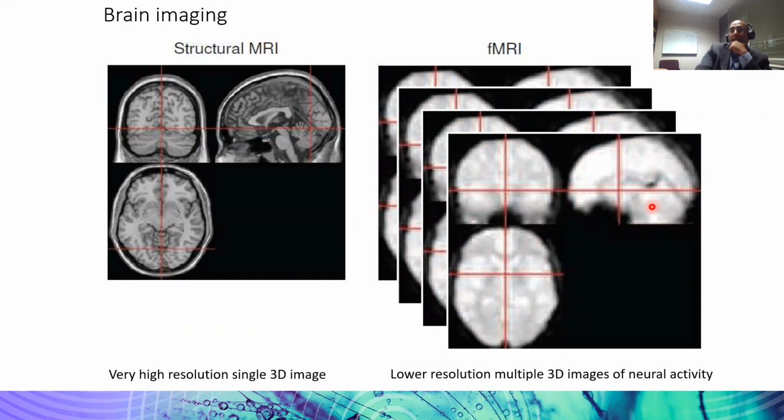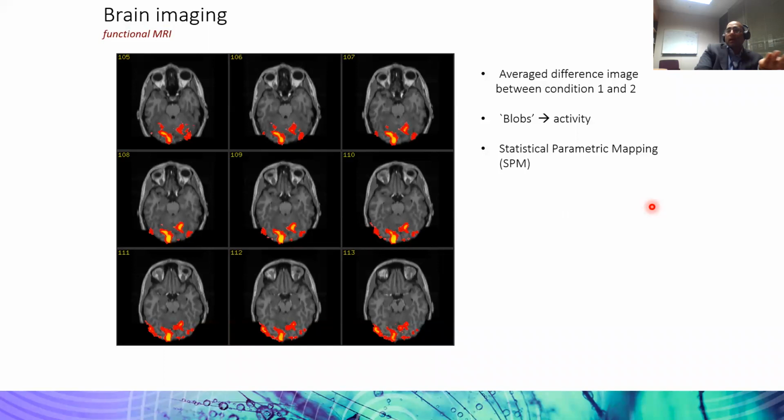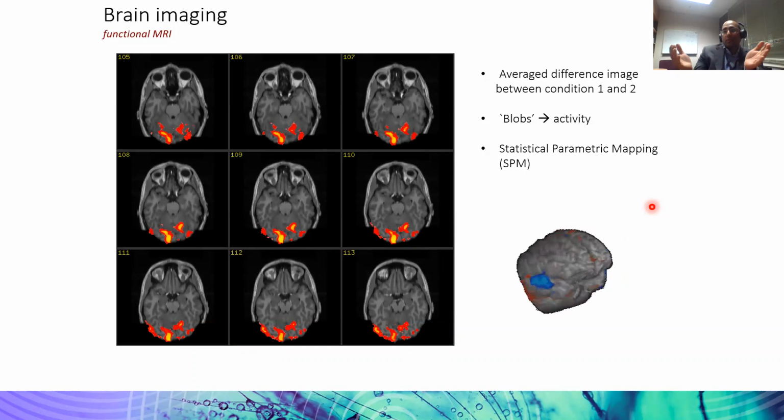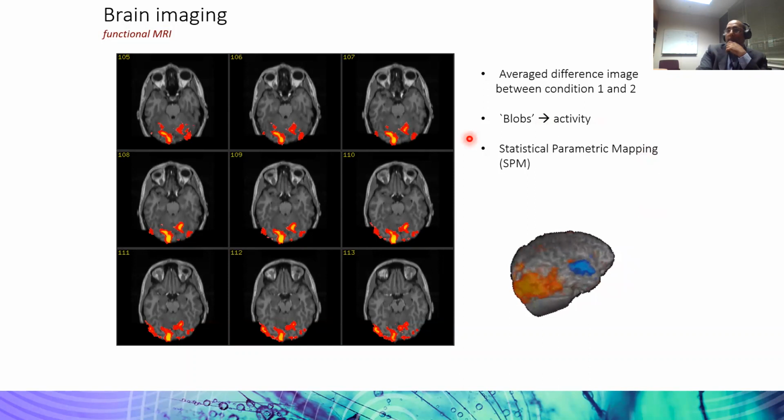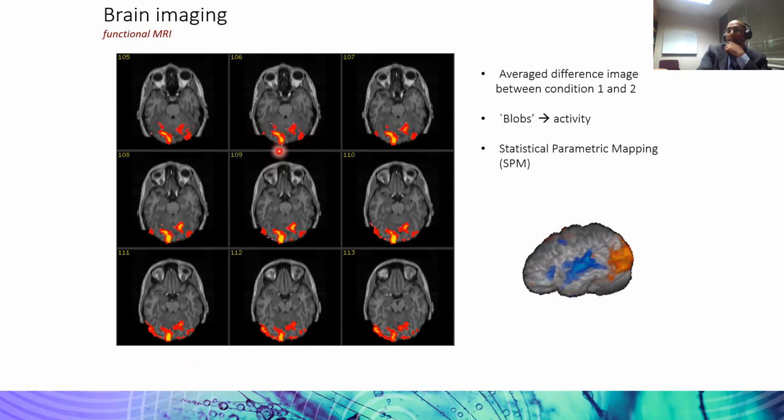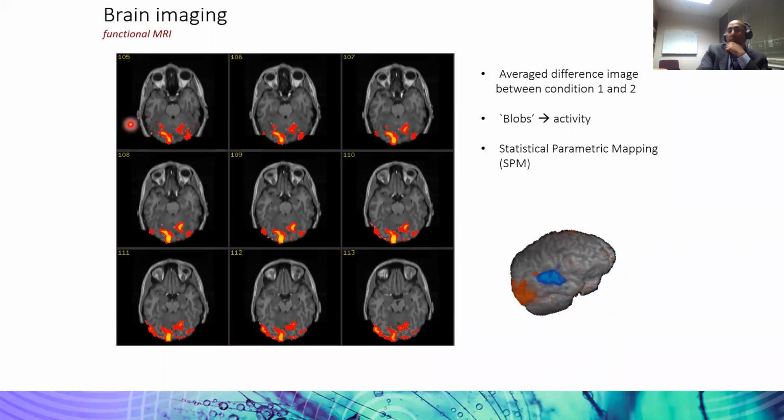Okay, so one can then use the functional MRI, for example, as I'm showing you here. One can ask a participant to do two different conditions. In one, they are doing nothing for a few minutes. And in the second part of the experiment, they might be doing some brain activity. Then we can average those images and take the difference, and we can see blobs of activity. For example, in this one, there is something happening in the visual area, in the back of the brain, where there is the visual cortex, and there's activity here.